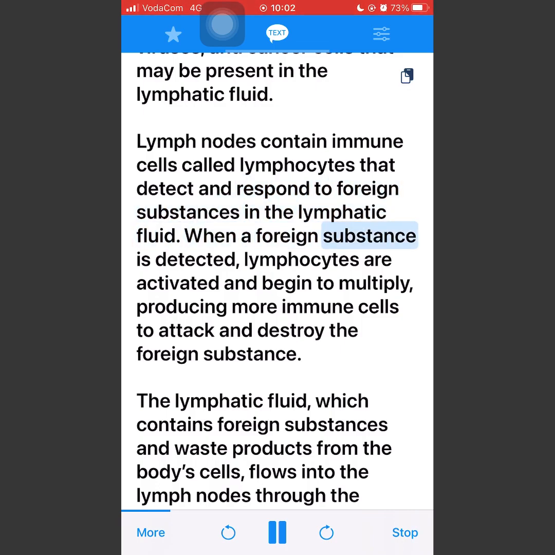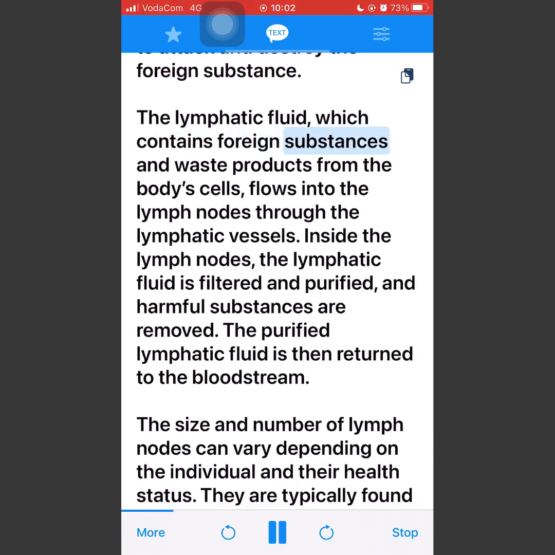When a foreign substance is detected, lymphocytes are activated and begin to multiply, producing more immune cells to attack and destroy the foreign substance. The lymphatic fluid, which contains foreign substances and waste products from the body cells, flows into the lymph nodes through the lymphatic vessels. Inside the lymph nodes, the lymphatic fluid is filtered and purified, and harmful substances are removed. The purified lymphatic fluid is then returned to the bloodstream.